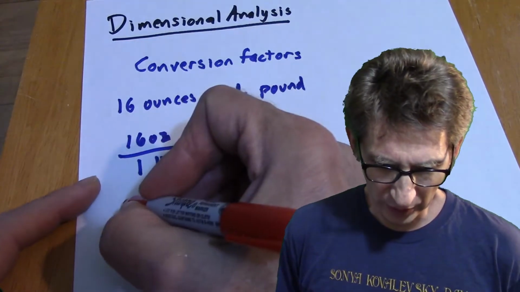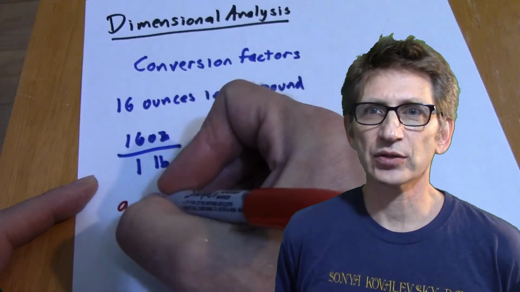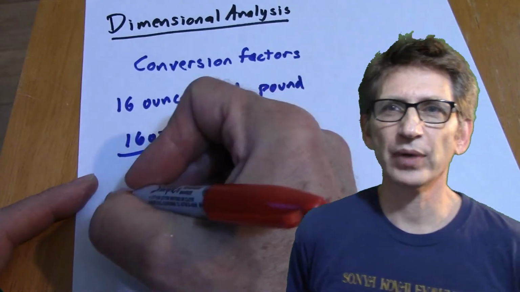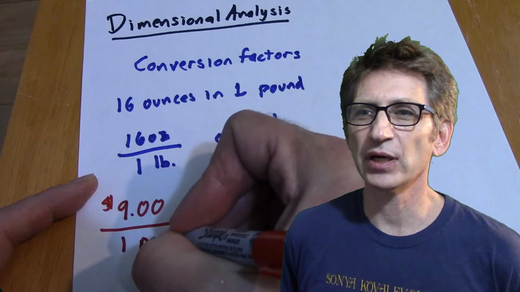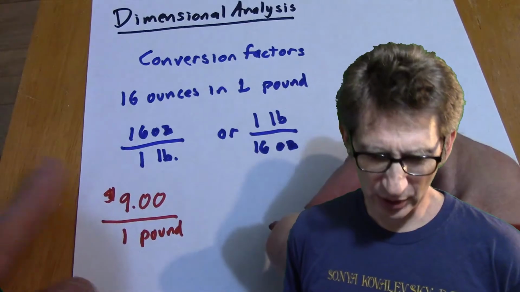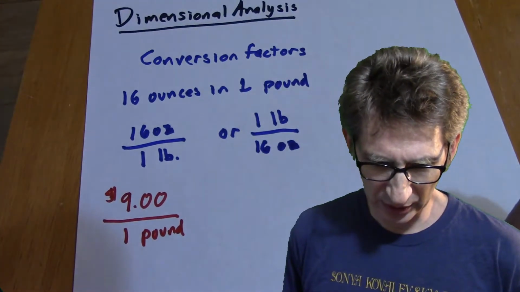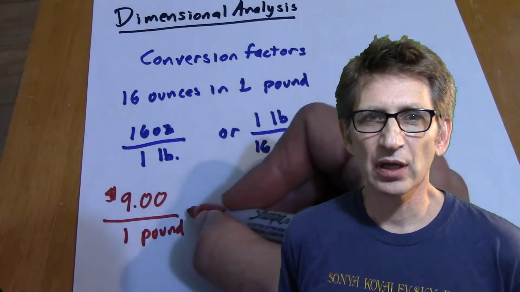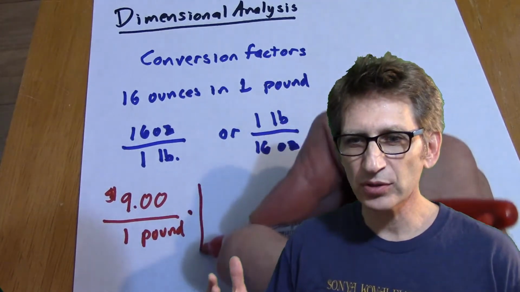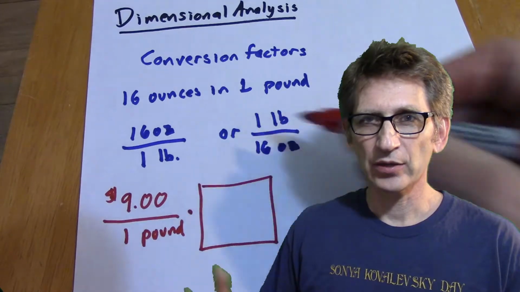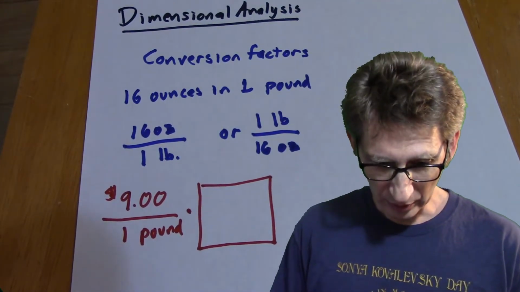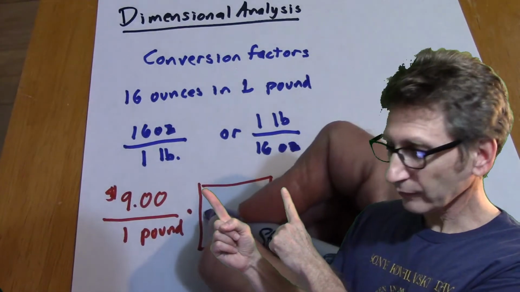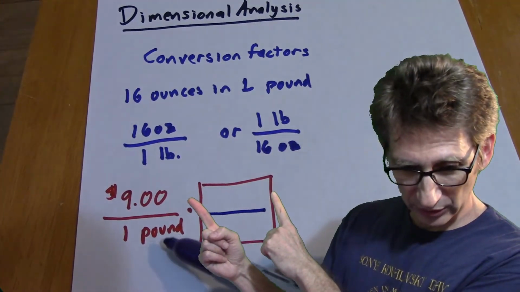I'm buying walnuts. They're $9 a pound. I like to comparison shop, so I'm going to decide, how much money is it per ounce? So I want to turn this dollars per pound into dollars per ounce. So I need to convert pounds to ounces. So I need a conversion factor that relates pounds and ounces. Well, I have two of them. I need to figure out which one to use.